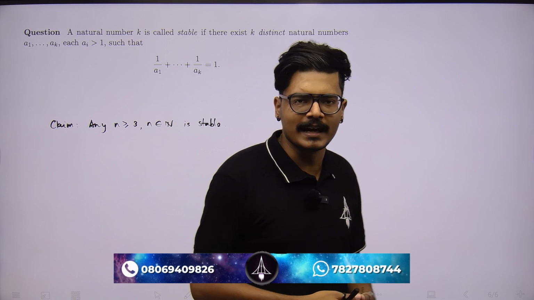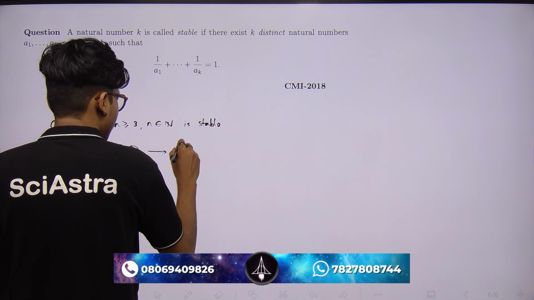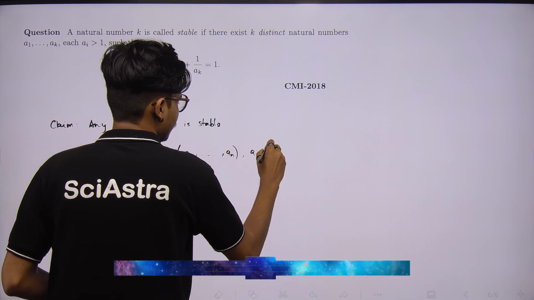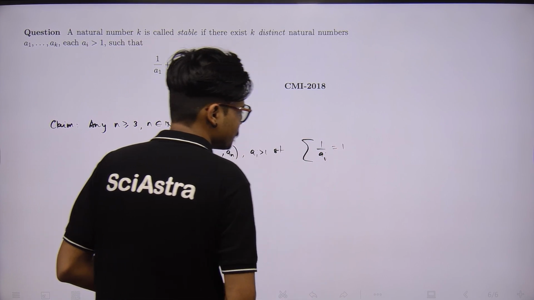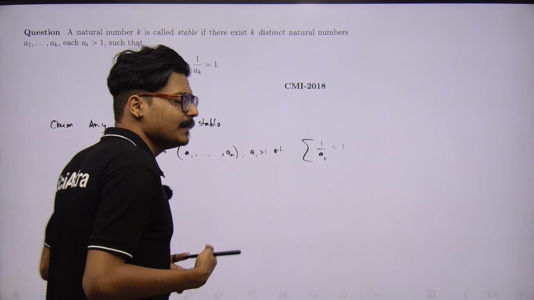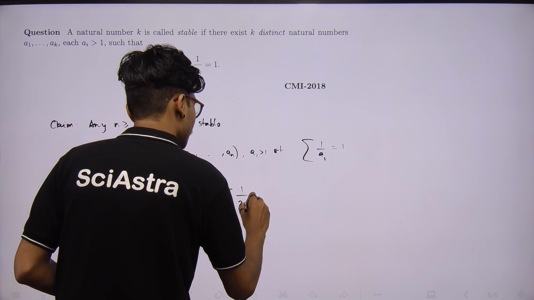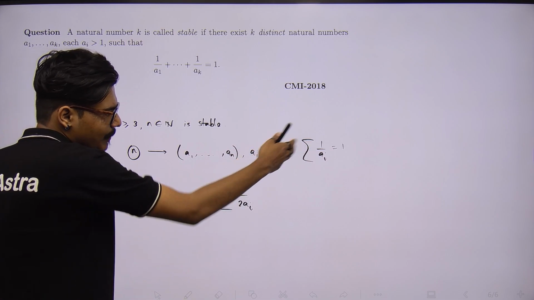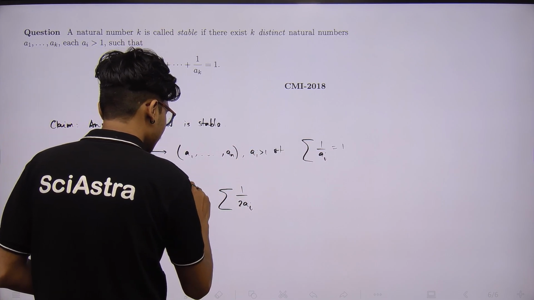Assume that some number n is stable. So you have a corresponding tuple of n numbers ai greater than 1 such that the summation of 1/ai is equal to 1. Now we'll use a very simple trick. For n plus 1, when you want n plus 1 numbers, you just take this summation of 1/(2ai). This sum is nothing but half because the sum of 1/ai is equal to 1. So this summation should be half. So just add another half to it.